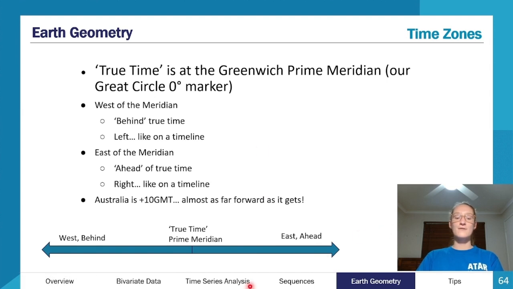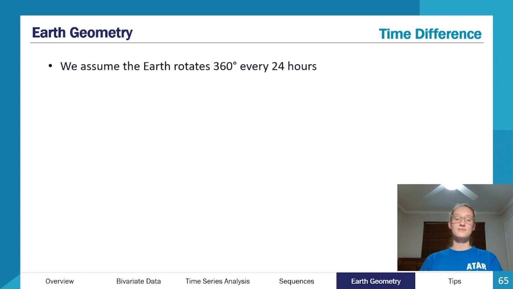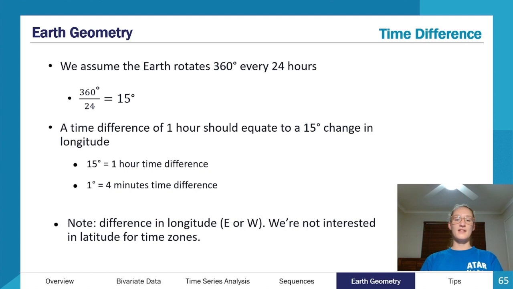I find it helpful to picture it like a timeline. This is our true time. If we go east, we're moving ahead in time. But if we're further west, we're moving back in time. So when you're doing time conversion questions, that's really helpful to keep in mind, because the one that's further east is always going to be the one that's ahead in time. That's just a breakdown there.